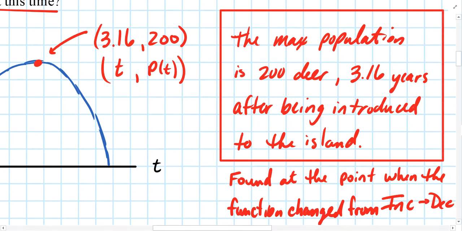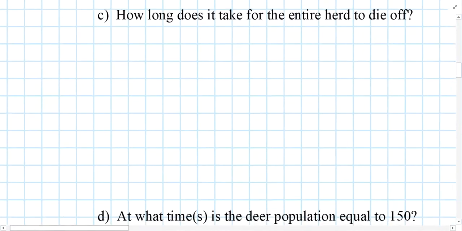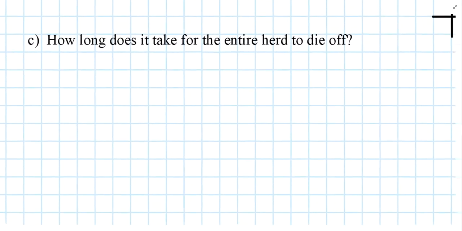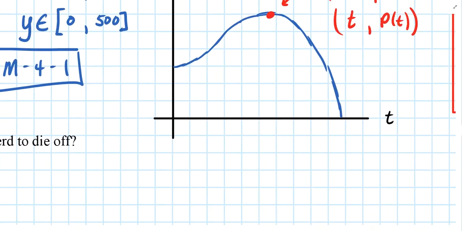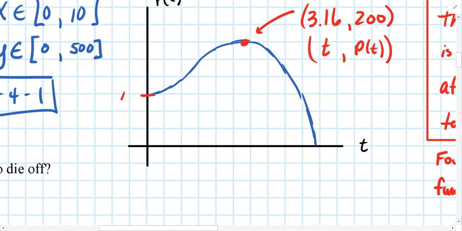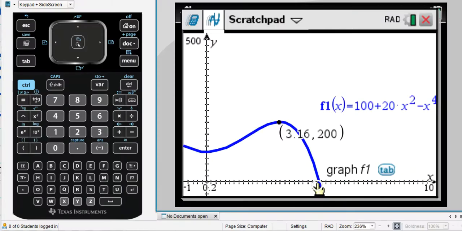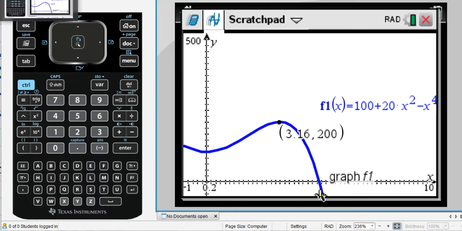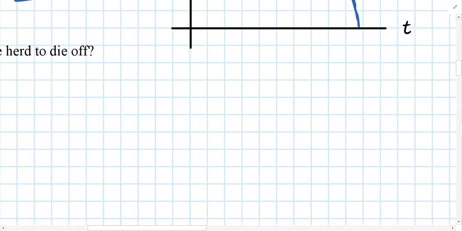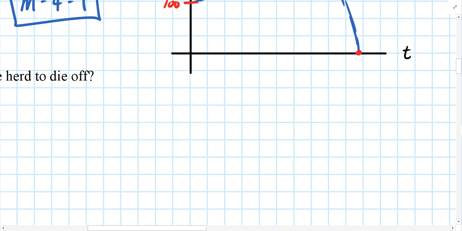Now we can use this graph also to answer the next question. How long does it take for the entire herd to die off? Again, because we experienced a population that started at 100, it grew to a population of 200, and then it started to decrease. Now, the graph on our calculator, of course, decreased below the x-axis, but we know that in real life that can't happen. We can't have a negative population of deer. So what I'm interested in is the point here where the population returns to 0.